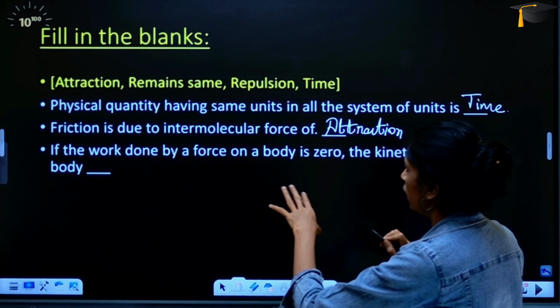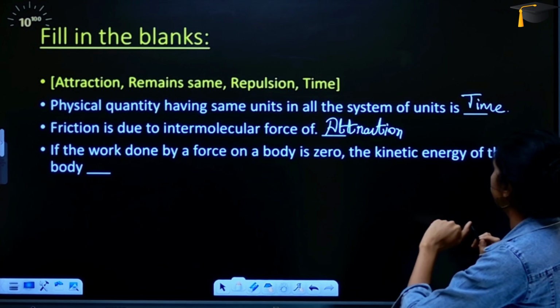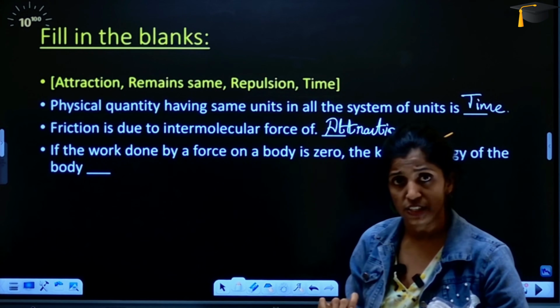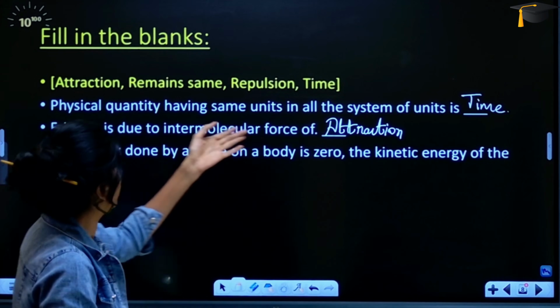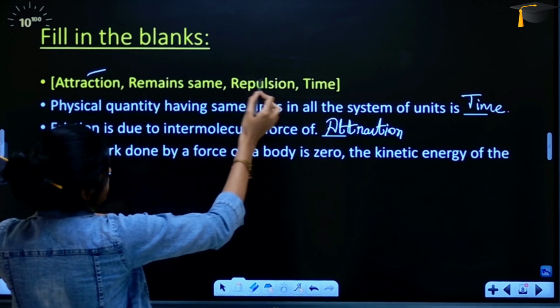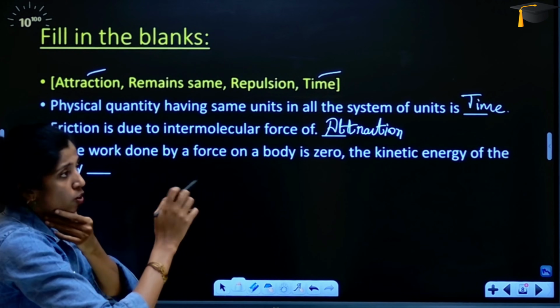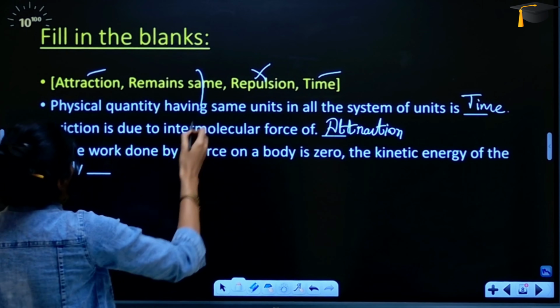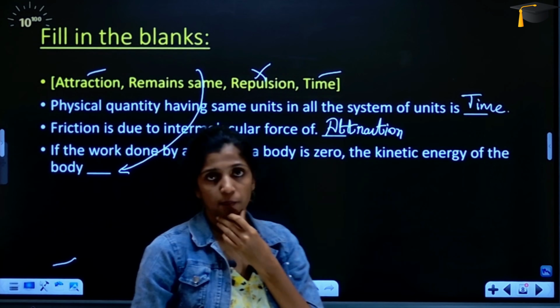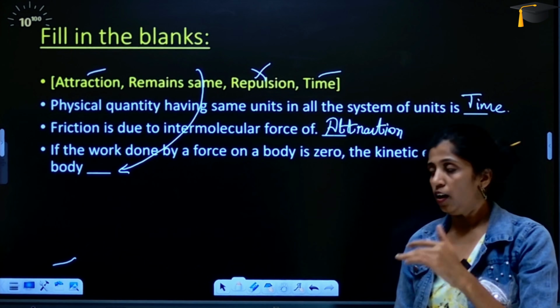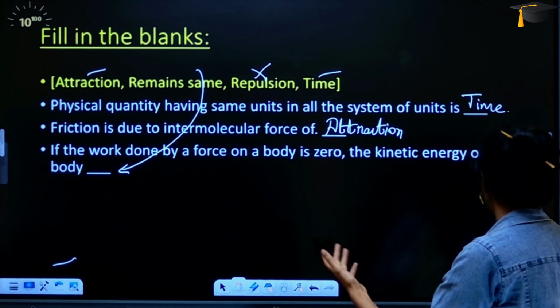Next, if the work done by a force on a body is 0, then what will the kinetic energy be? Of course, it is not 0. Then which is the correct option here? I've already taken attraction. Time is done. Therefore, we have remains the same, or repulsion. Of course, it should not be repulsion. Therefore, the correct option is remains the same, option C. Okay, so this completes the fill in the blanks and the first model paper.